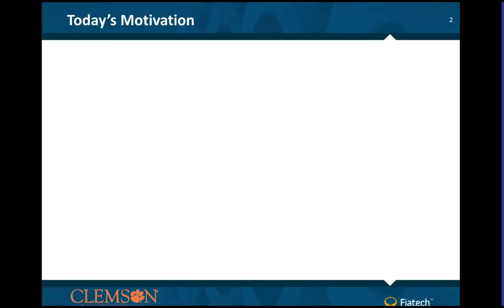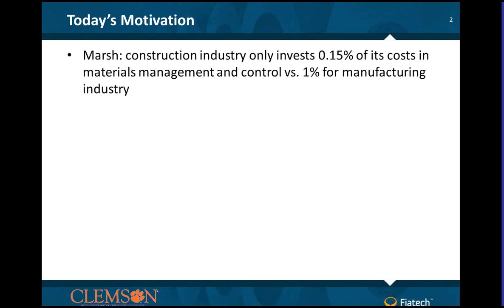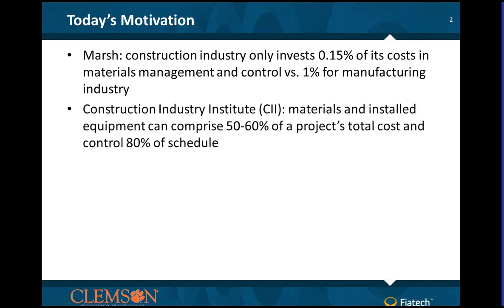So the reason, hopefully, you're on the phone today is a couple facts that I think you'll agree with. There was a recent study by Marsh that said the construction industry invests only 0.15% of costs in material management and control versus 1% that's typically spent in basic manufacturing industries. In addition, CII, the Construction Industry Institute, estimates that materials and installed equipment in a capital project can comprise 50 to 60% of the project's cost, and more importantly, from what I'm talking about today, 80% of the project's schedule.